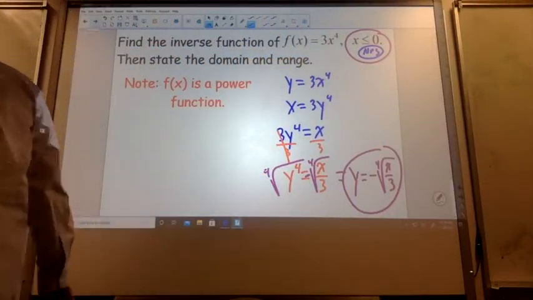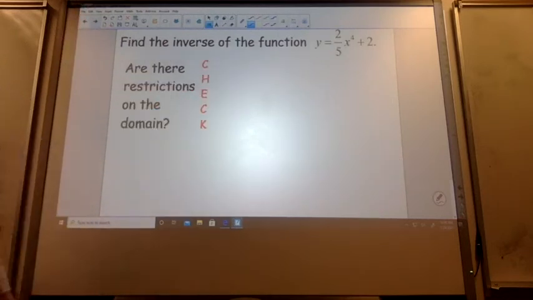All right. Find the inverse of the function. Are there any restrictions on the domain?